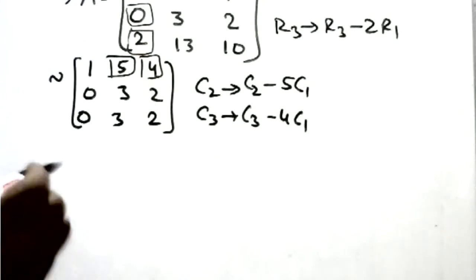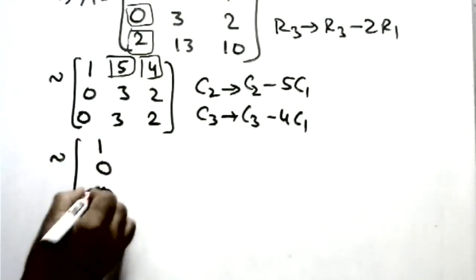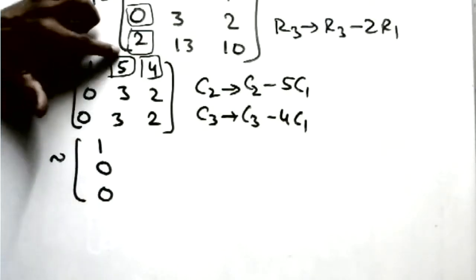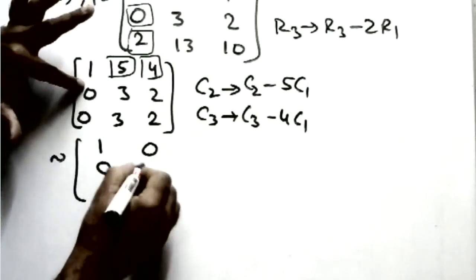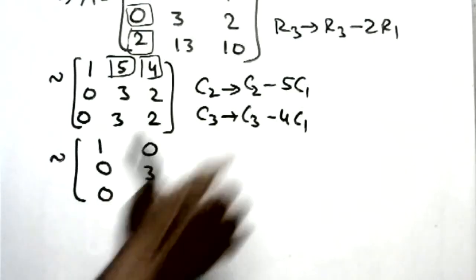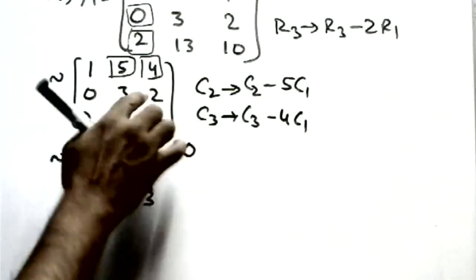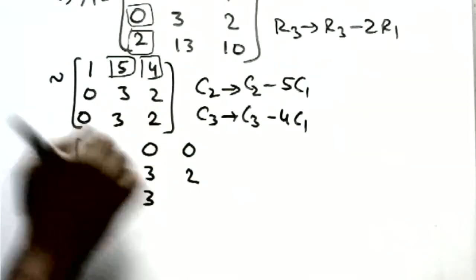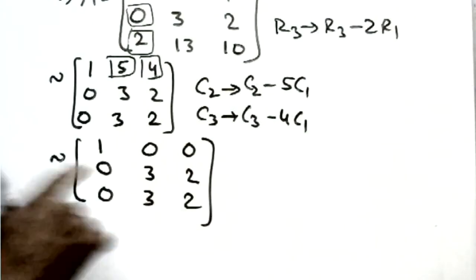Now we are changing according to columns. So we write columns. First you write the first column. We are not changing anything here. Now C2 minus 5C1. 5 ones are 5. 5 minus 5, 0. 3 minus 5 into 0, 3 only. 3 minus 0, 3. Okay. Now C3 minus 4C1. 4 ones are 4, 4 minus 4, 0. 2 minus 4 into 0, 0 means 2. 2 minus 0, 2. So we got this one.